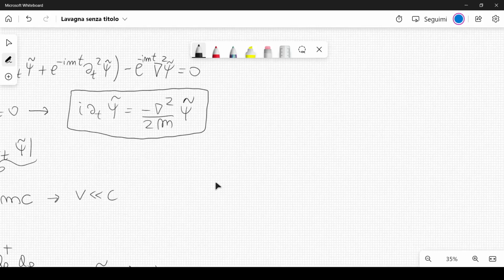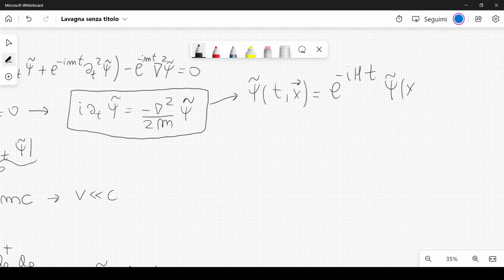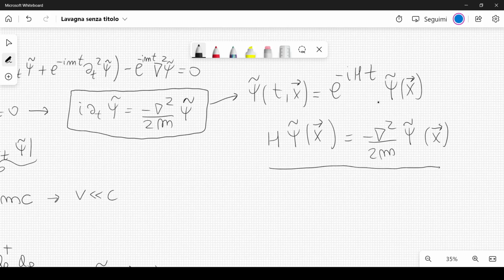We are allowed to do so if we consider, for example, this equation here, and we define ψ̃(t,x) as e^(-iHt) ψ̃(x). In this case, if you plug this into the equation, you would have Hψ̃(x) equal to -∇²/2m ψ̃(x), like this. And in the case of the Schrödinger equation, we can do that.